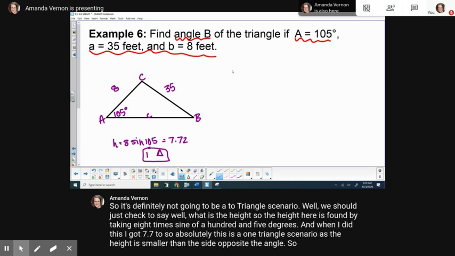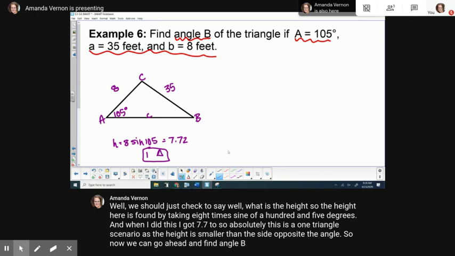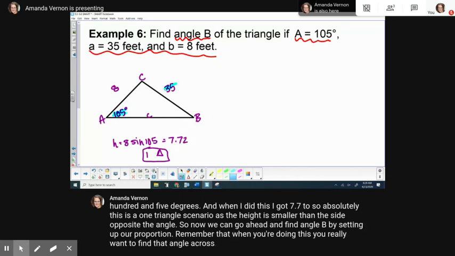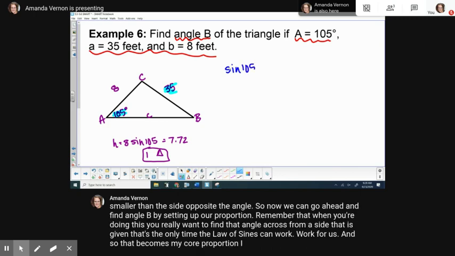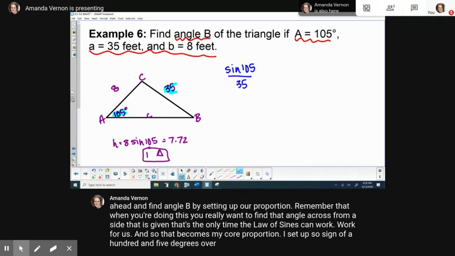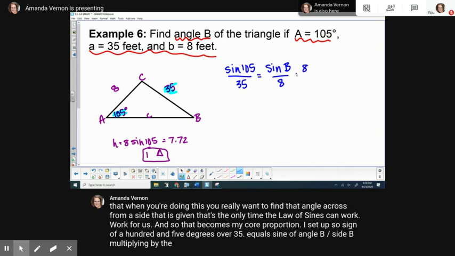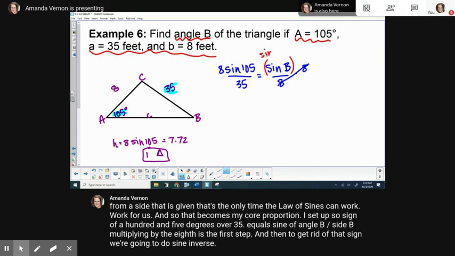So now we can go ahead and find angle B by setting up our proportion. Remember that when you're doing this, you really want to find that angle across from a side that is given. That's the only time the law of sines can work for us. And so that becomes my core proportion I set up. So sine of 105 degrees over 35 equals sine of angle B over side B. Multiplying by the 8 is the first step. And then to get rid of that sine, we're going to do sine inverse of both sides.